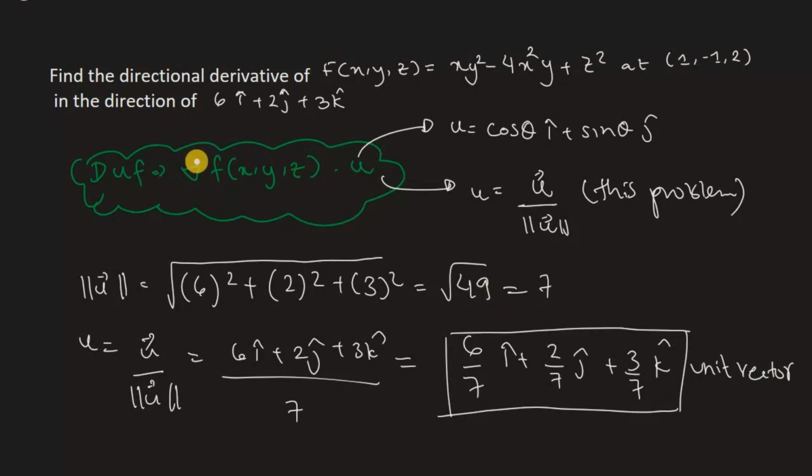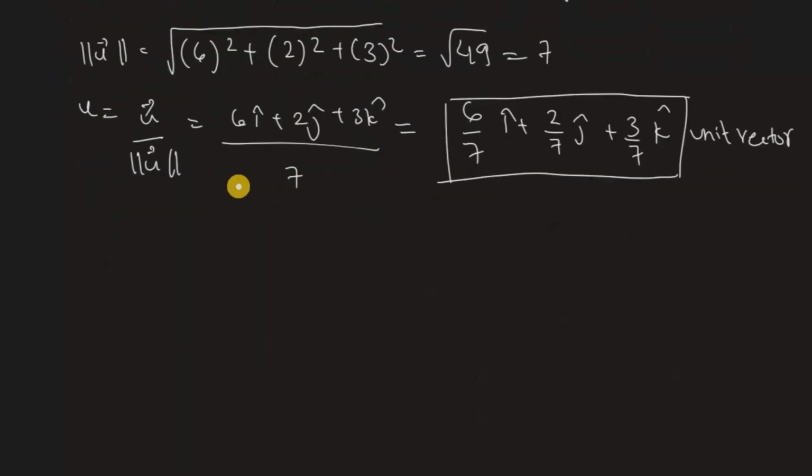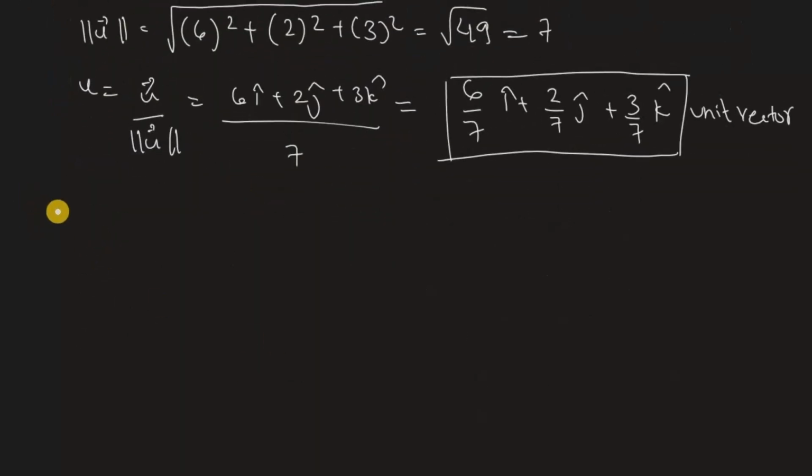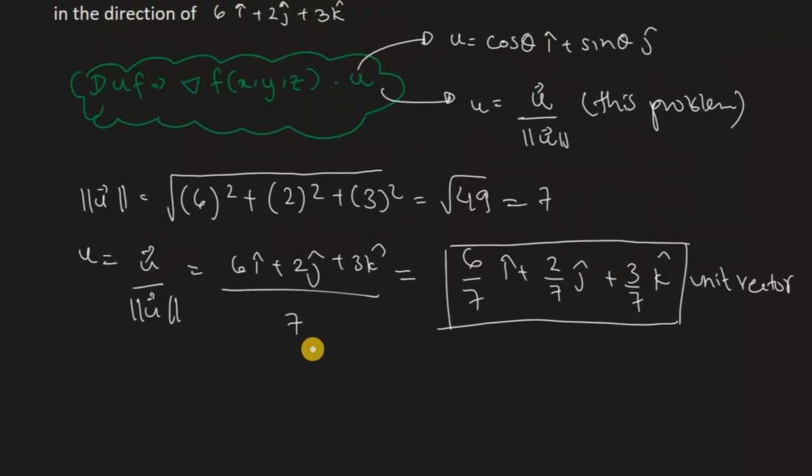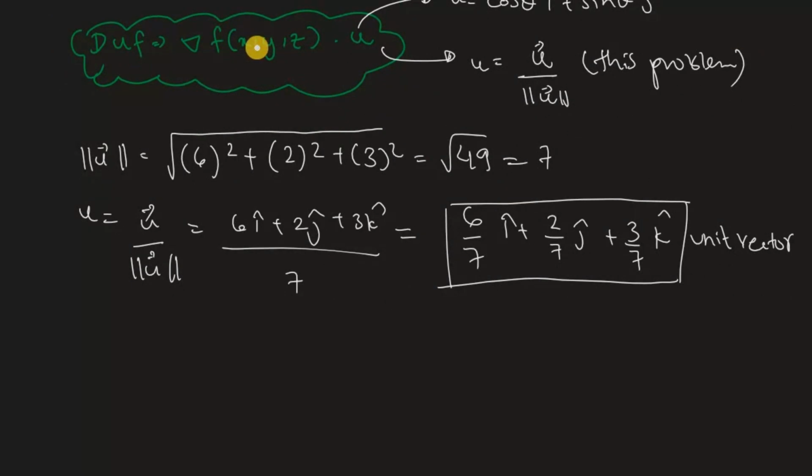We have just calculated our unit vector, but we're not done yet. We still have to find the gradient vector. If you don't know how to find the gradient vector, I've made a video on that as well. The link to that video will be shown over here, so if you want you can click it and check it out. Okay, so let's continue with the gradient vector.